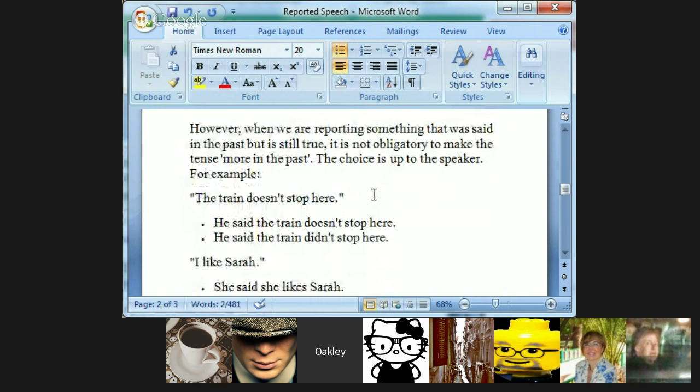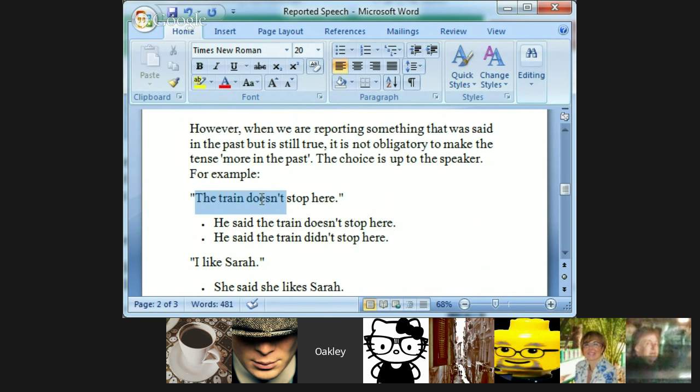Okay. Now here is an important but confusing note. Wrap your head around this slowly and carefully, and I will too. However, when we're reporting something that was said in the past but is still true, it is not obligatory to make the tense more in the past. It's up to the speaker. And when you think about this, look at these examples as well.